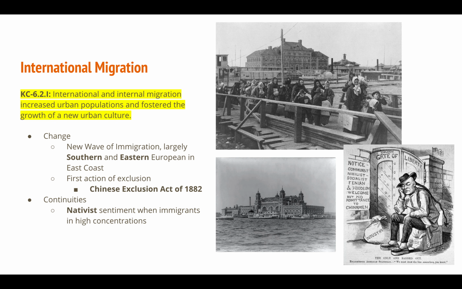All right, international and internal migration increased urban populations and fostered the growth of a new urban culture. So our change here is that the new wave of immigration was coming largely from Southern and Eastern Europe. During the middle of the century, it was coming mostly from Ireland and Germany. We also see the first act of exclusion of an immigrant group with the Chinese Exclusion Act of 1882. The nativist sentiment is the same from before, but it had never risen to the level to where a specific group was going to be left out.